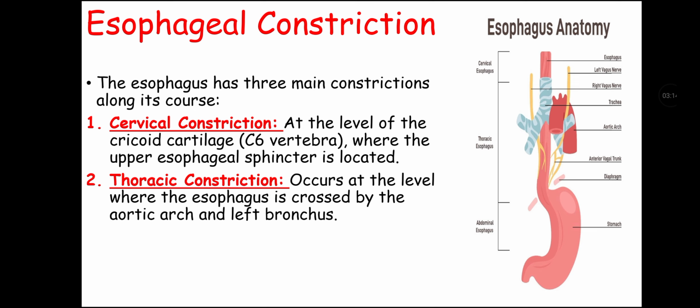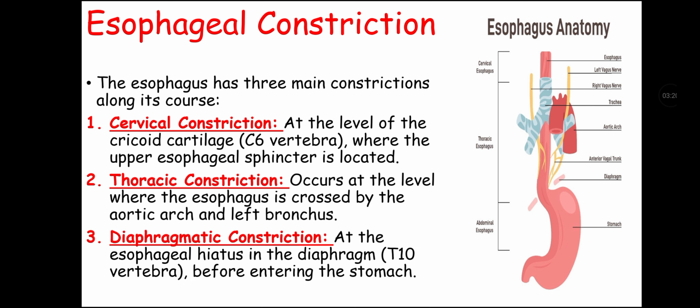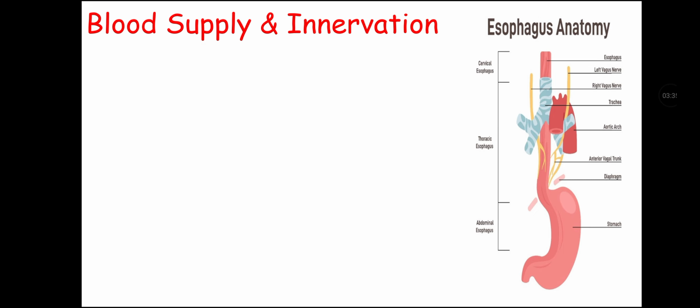The other constriction is the thoracic constriction that occurs at the level where the esophagus is crossed by the aortic arch and left bronchus. And then there is the third constriction that is called the diaphragmatic constriction. That is where the esophageal hiatus in the diaphragm is present before entering the stomach, and it is at the level of the T10 vertebra.